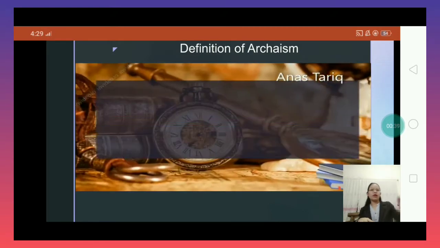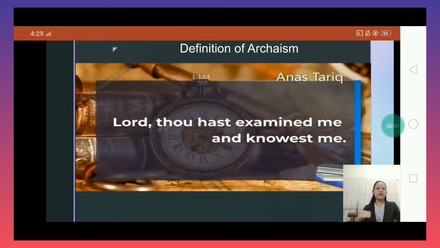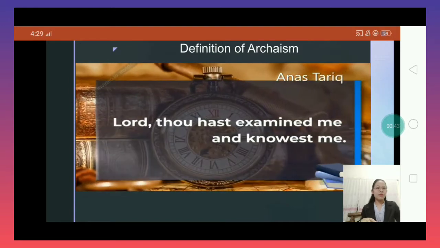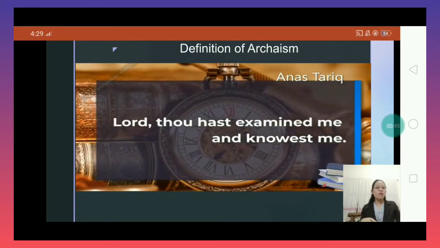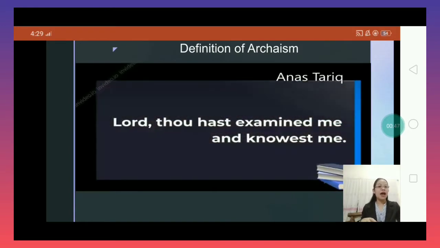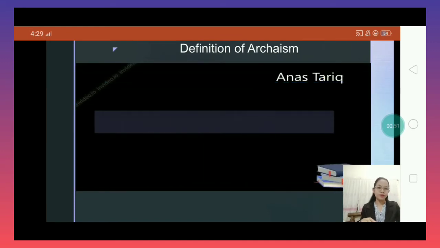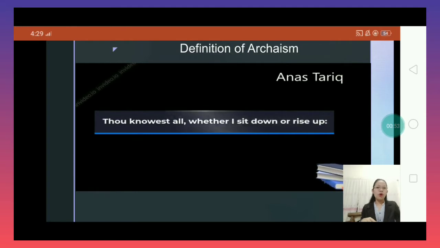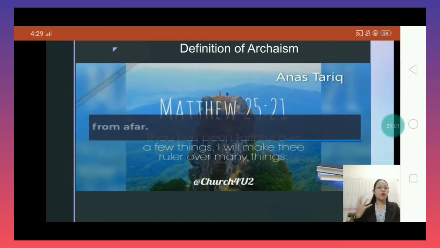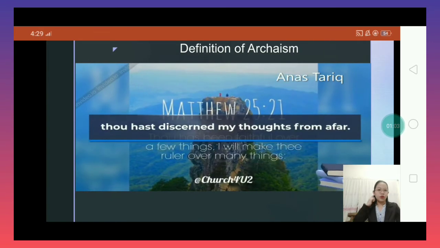Examples of archaic words or sentences. "Lord, thou hast examined me and knowest me." Thou means you, hast means has, and knowest means know. "Thou knowest all, whether I sit down or rise up." So usually these archaic words come from those Bible verses.